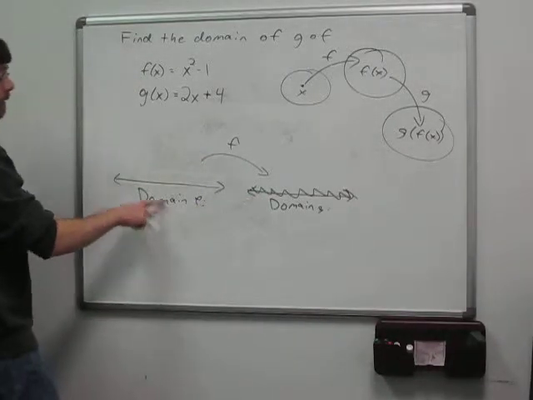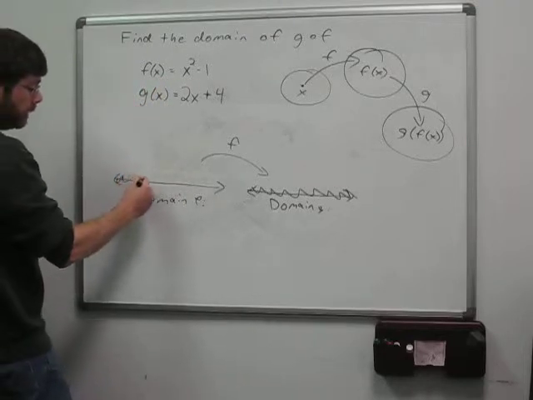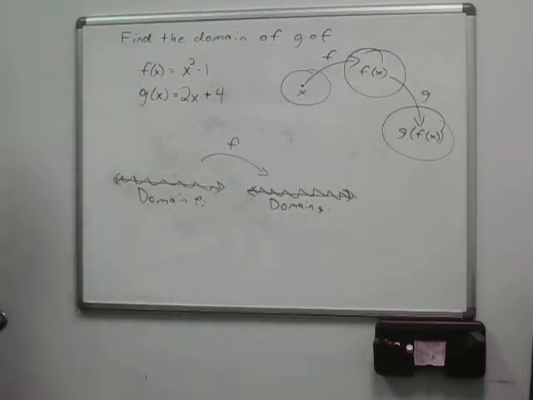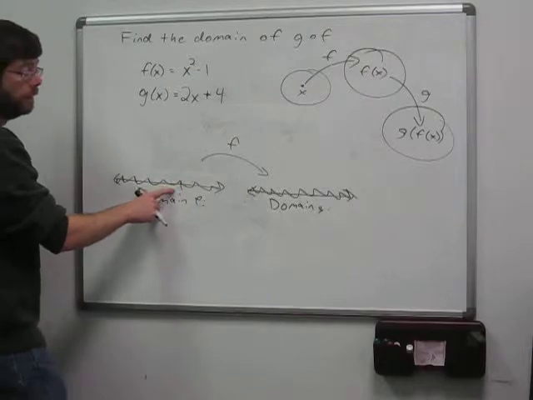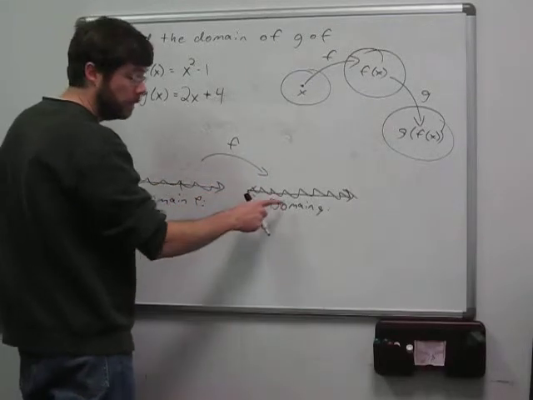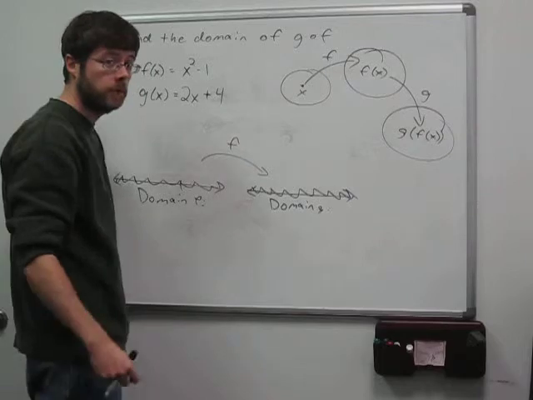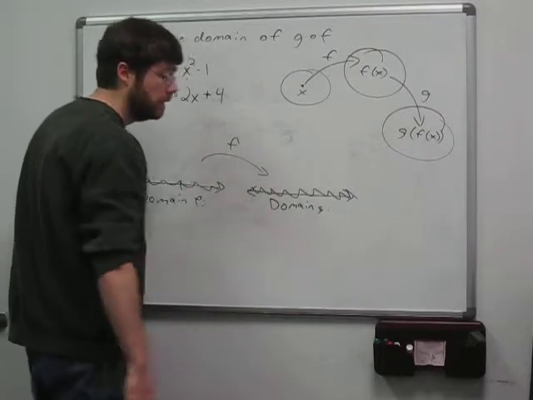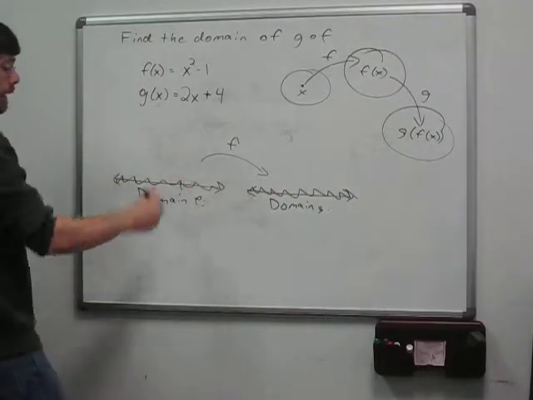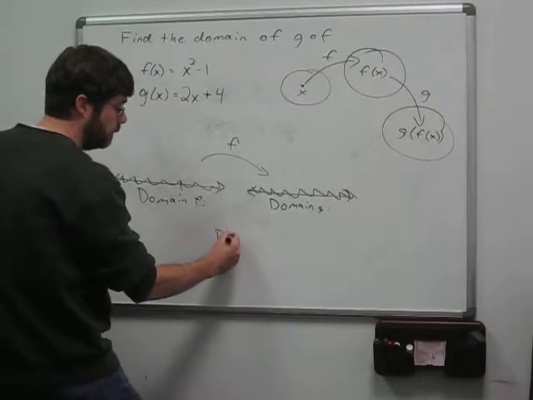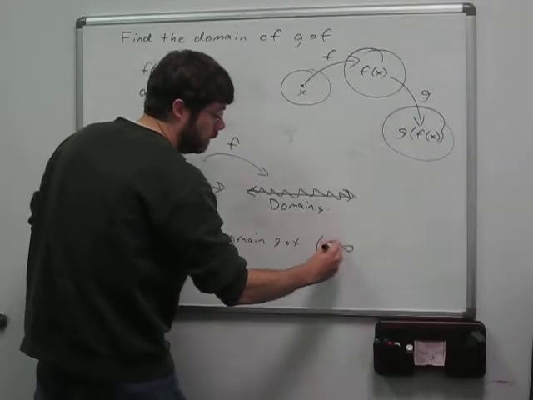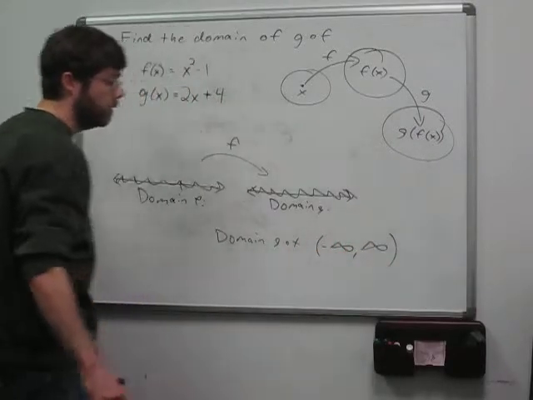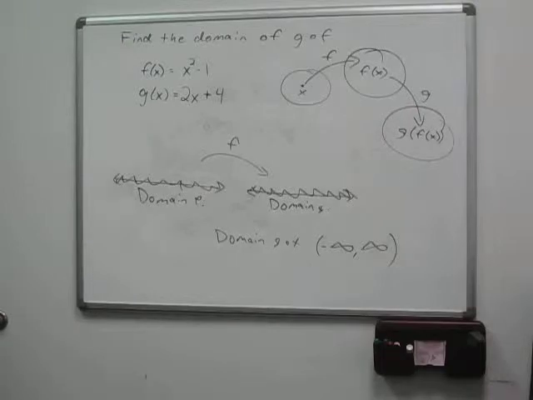What's the domain of f? The domain of f, well, f is a polynomial, so the domain of f is all real numbers, right? Any x value whatsoever, I can apply f to it, and its result is going to be a real number, so it's going to be in the domain of g, and therefore I can apply g to the result. So the domain for g of f is going to be all real numbers.